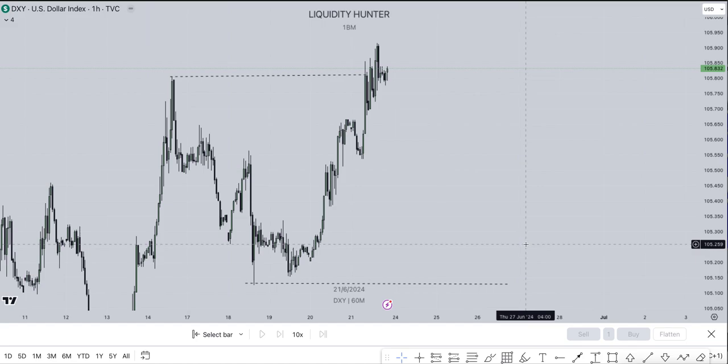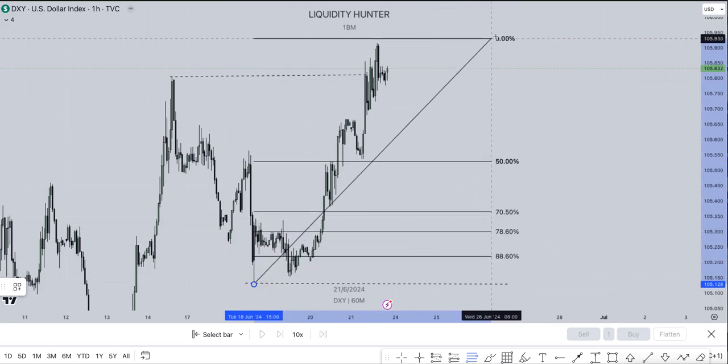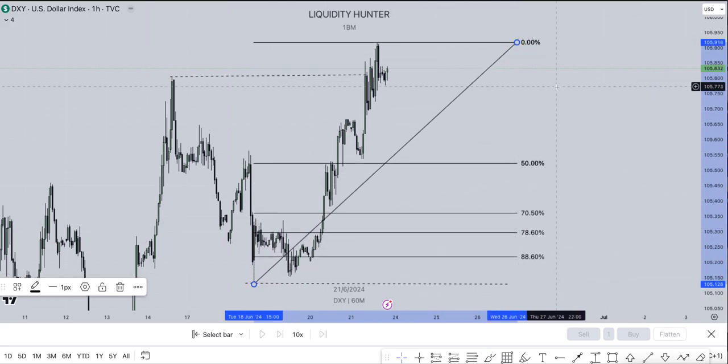The push to the downside, then I buy. Now I have my swing points. So here on this 1 hour, this is my swing point. Remember, we are still in a buying opportunity, so it's best to go with the trend.